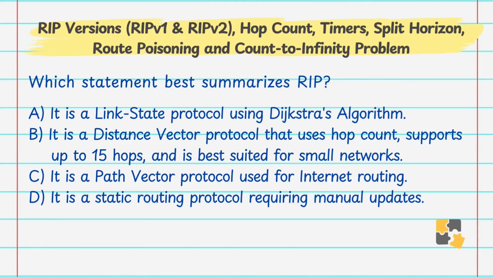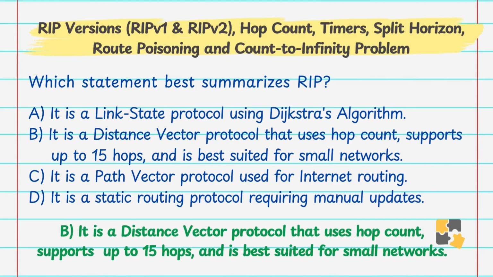Which statement best summarizes RIP? A. It is a link state protocol using Dijkstra's algorithm. B. It is a distance vector protocol that uses the hop count, supports up to 15 hops, and is best suited for small networks. C. It is a path vector protocol used for internet routing. D. It is a static routing protocol requiring manual updates. Answer is B.